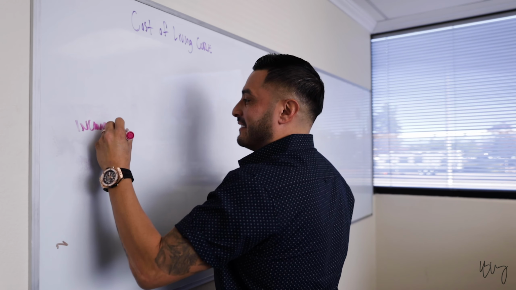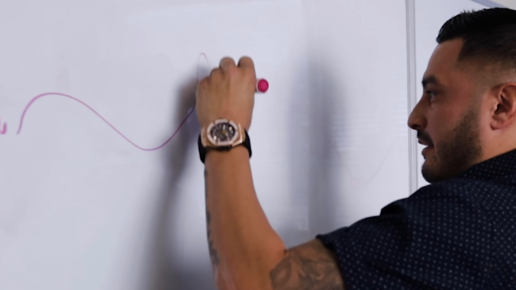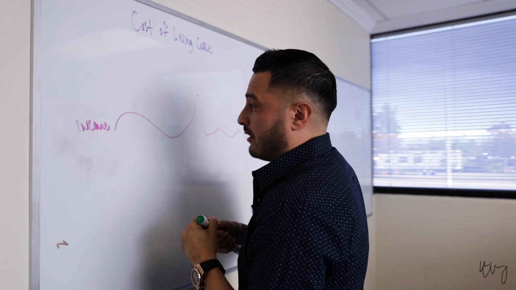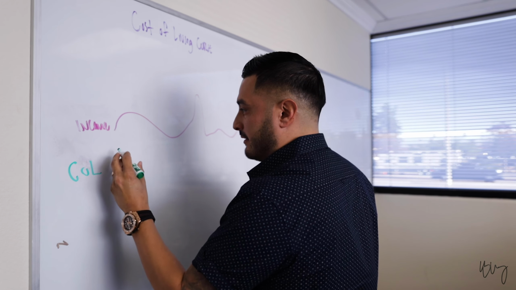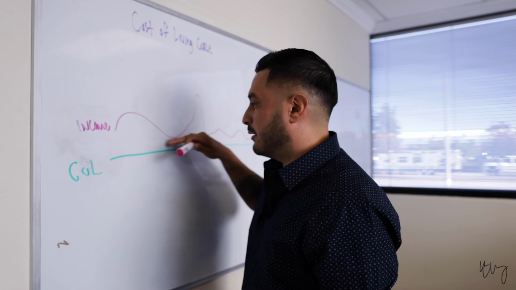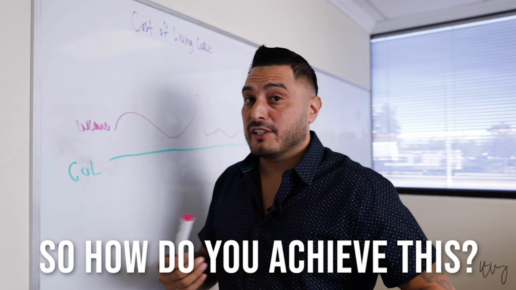So your income is always going to be up and down, no matter what kind of business you're in. Let's just make it really exaggerated here. Your goal is to have your cost of living like this. What you want is, even when income's down, it's still plenty to cover your cost of living. So how do you achieve this?